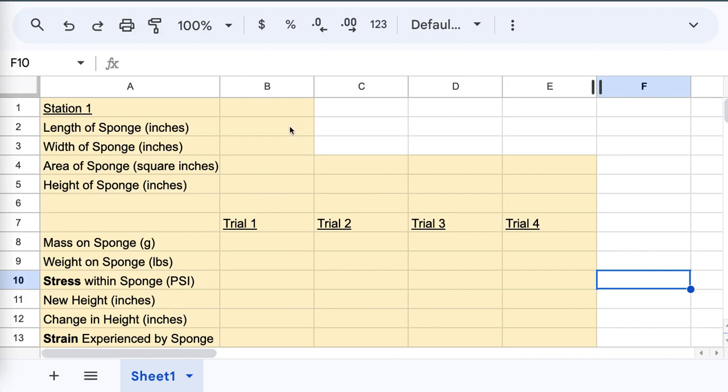Okay, so we're going to program this little spreadsheet to do as much of the math as it can for us, and it's all pretty straightforward math. We just got to keep our heads clear as we go through and fill this out.